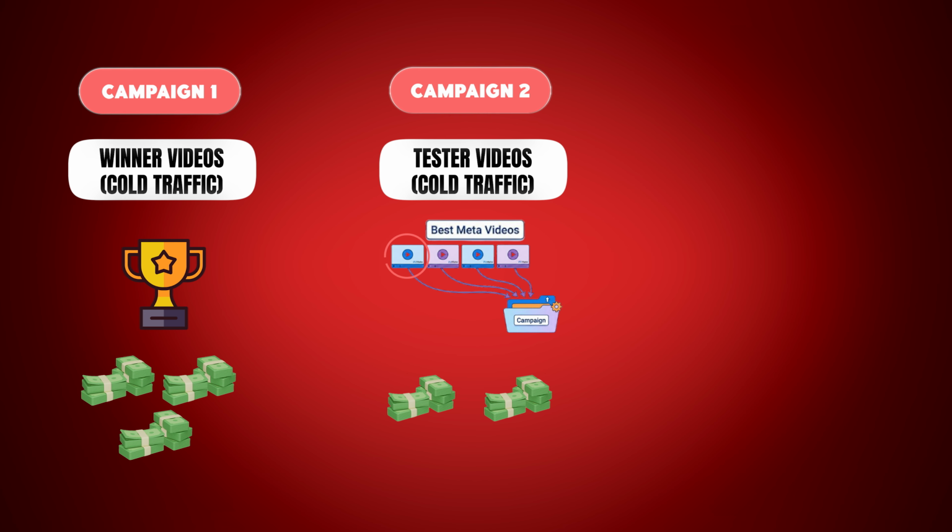As videos prove themselves in the tester campaign, you graduate them to the winner campaign, and then this keeps your best performers separate from your experiments. Campaign 3 is your retargeting campaign. This is completely separate from prospecting.